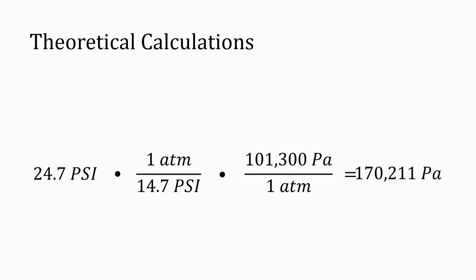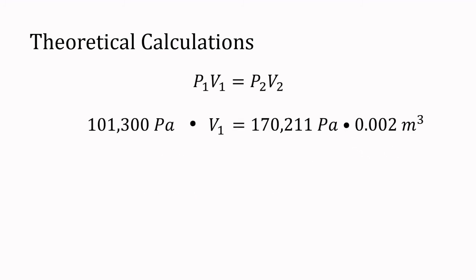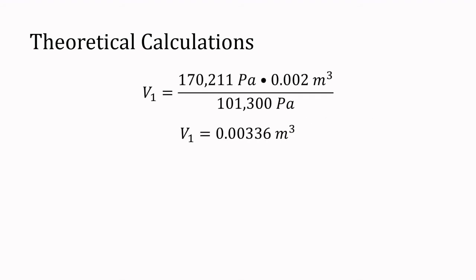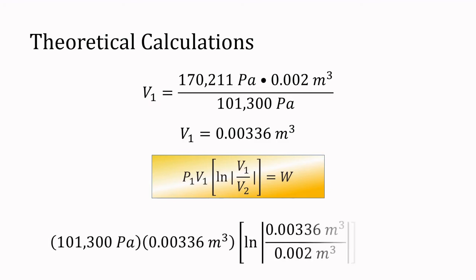So now we have to convert that into Pascal and work backwards to solve for V1 using Boyle's law. So we're going to solve to get V1, and V1 is equal to 0.0336 meters cubed. Now we can plug that into our equation here and get an answer for how much work we theoretically pumped into the bottle. And our answer is 176.7 joules.